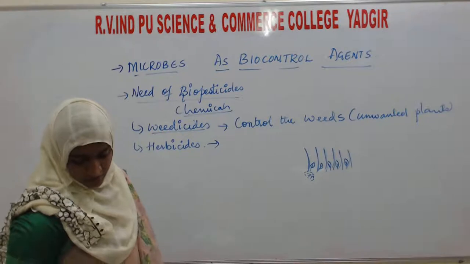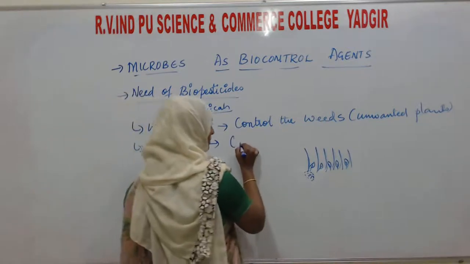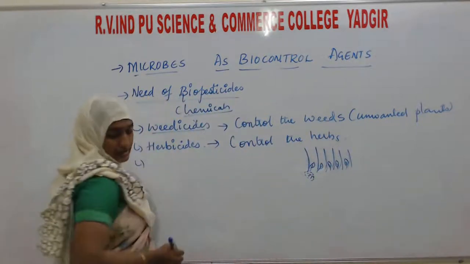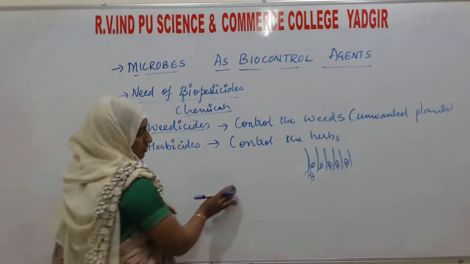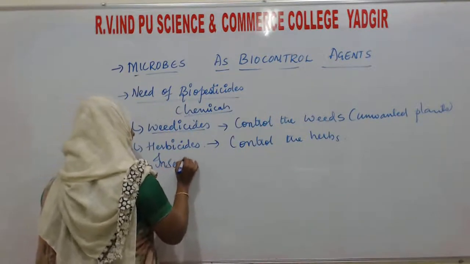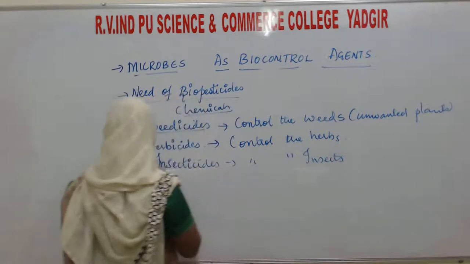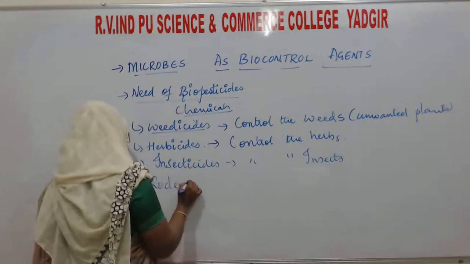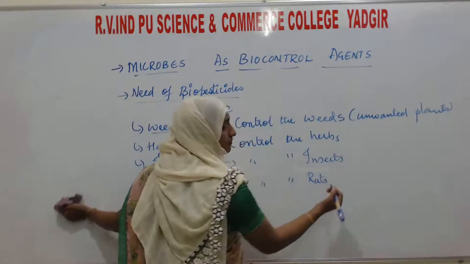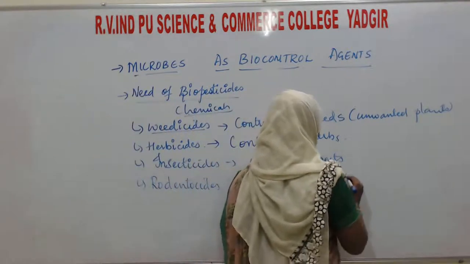Herbicide means the same thing I told you, unwanted plants, herbs, which it is going to control. The next one here, one more thing, is the insecticide, what I had told you just now. Insecticides control the insects. Except that, there will be rodenticides. Rodenticides means which controls the rats. As you know, one more animal is rats or mice, etc.